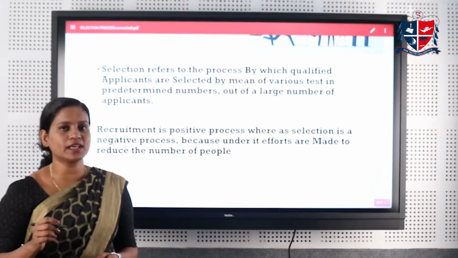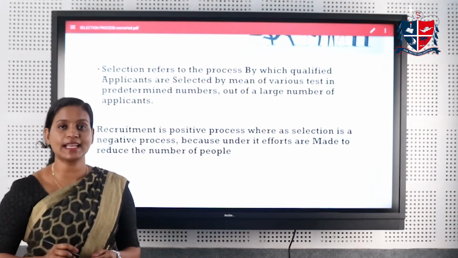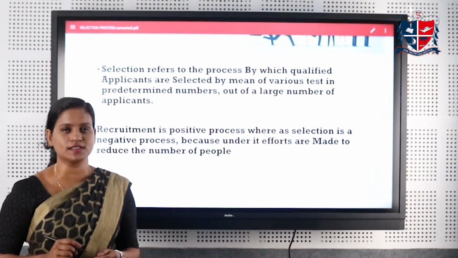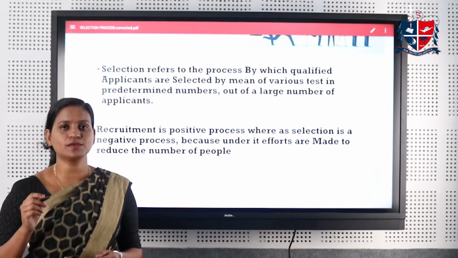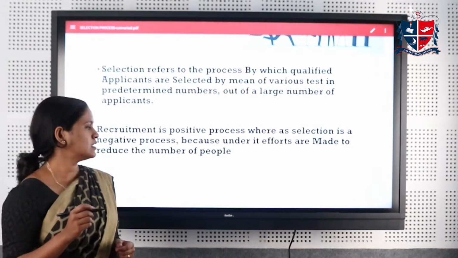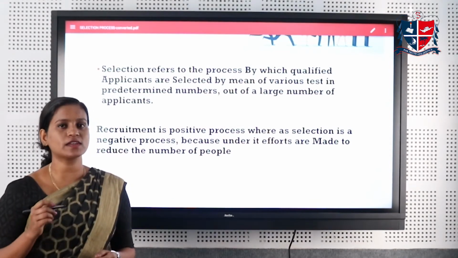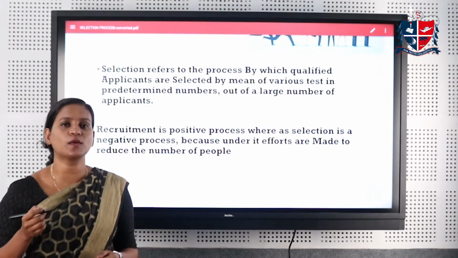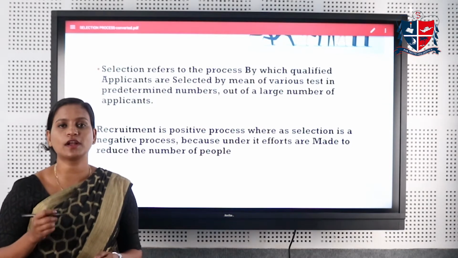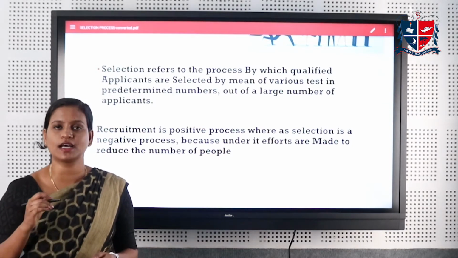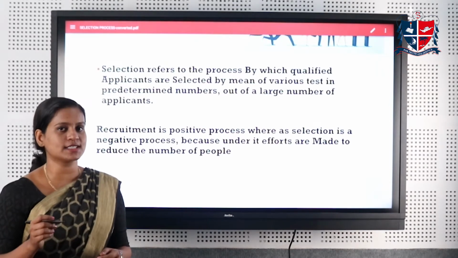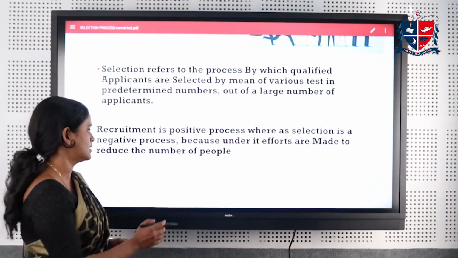Recruitment is considered to be a positive process, whereas selection is considered a negative process, because under the selection process, some of the candidates are eliminated. So it is more or less like an elimination process, where the unqualified applicants, or the applicants who are not up to the requirements of the job, are eliminated. So selection is considered to be a negative process.